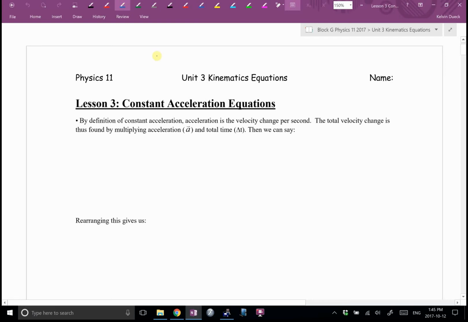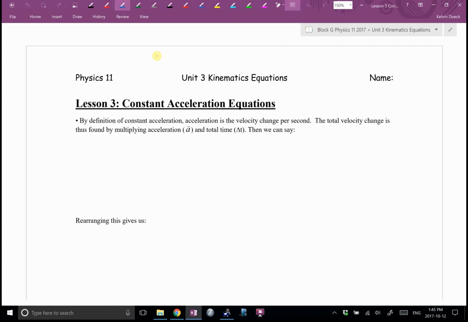I want to go over what we call the constant acceleration equations. I'm going to derive them with you. I am not going to ask you to rederive them from scratch, but I am enough of a nerd that I try and show you where stuff comes from. Okay? But they are all on your green sheet.